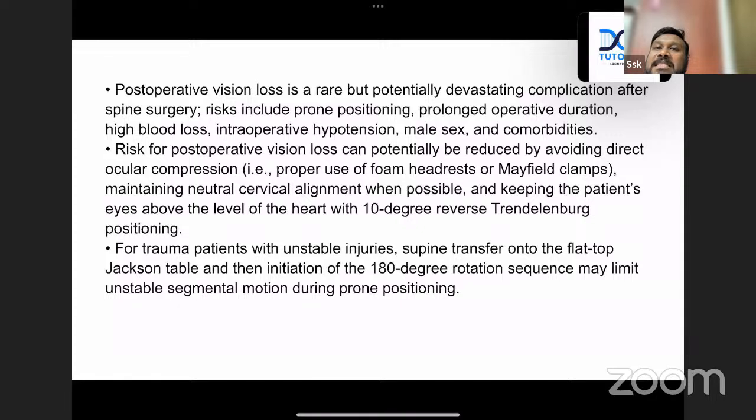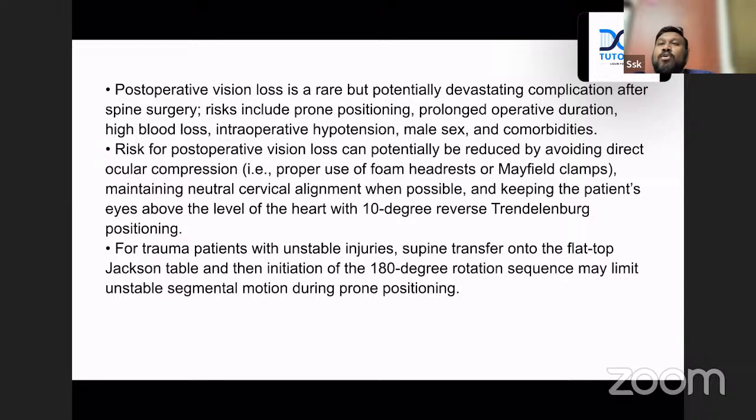So this is a very important slide regarding postoperative vision loss. Postoperative vision loss is very rare, but has been reported, and that's a potentially devastating complication after spine surgery. So risks include prone positioning, prolonged operative duration, high blood loss, intraoperative hypotension, male sex, comorbidities. So all these can cause it.